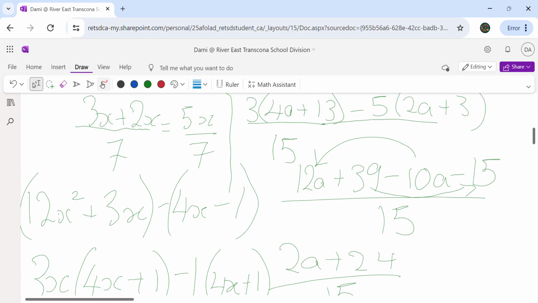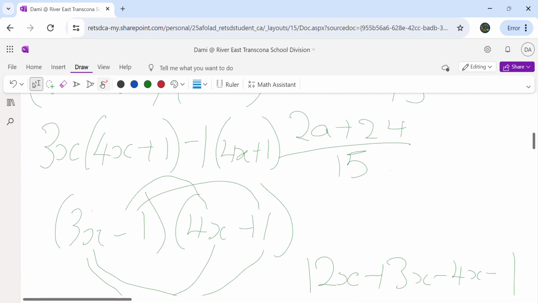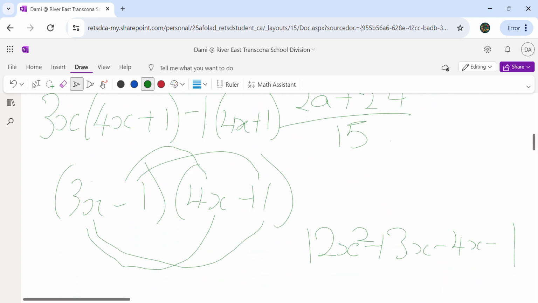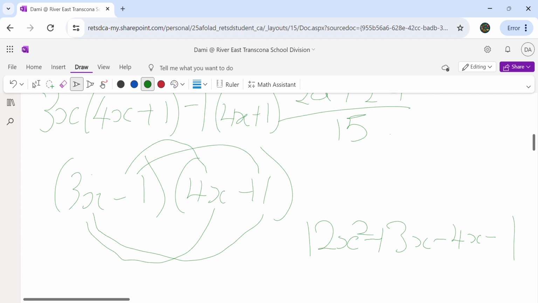12x squared plus 3x minus 4x minus 1. Oh, this should be a square because x times x. So 12x squared plus 3x minus 4x minus 1. Yep, whoop whoop. And yeah, guys, that's it.